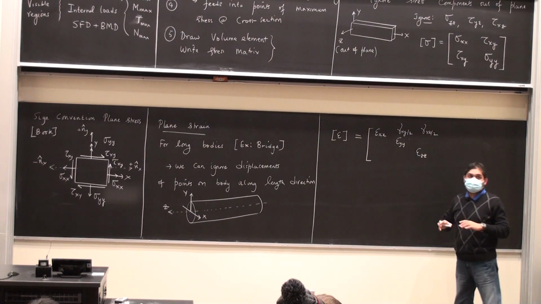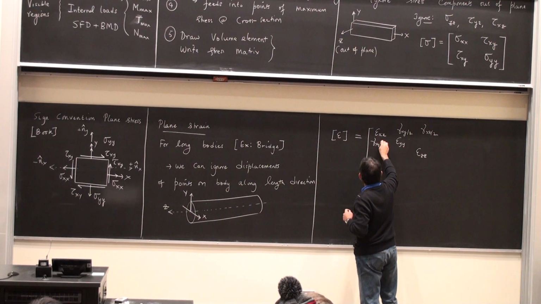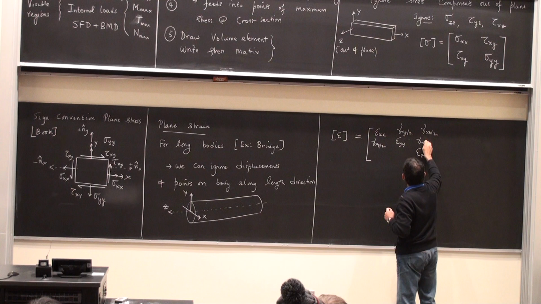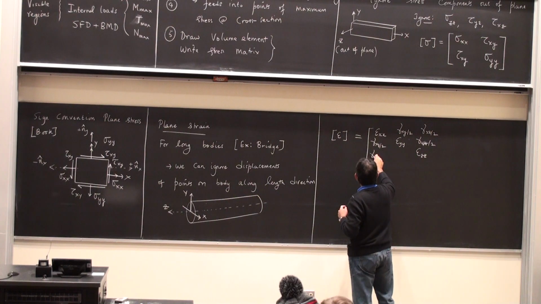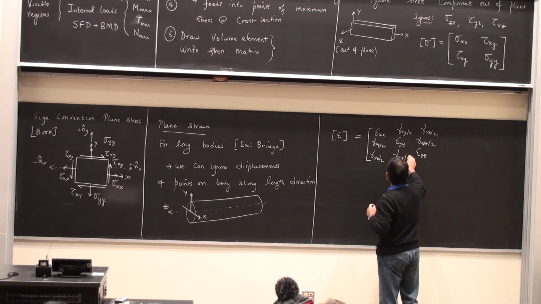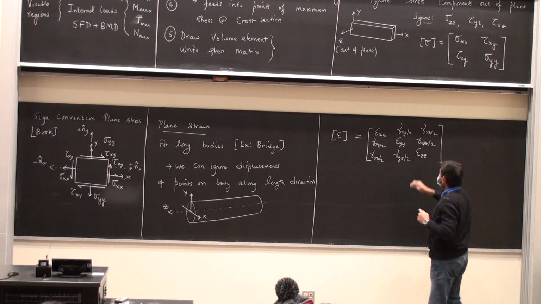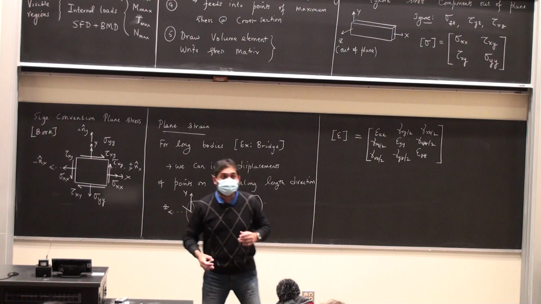I'll tell you why there is a factor of 2 in the next lecture. Okay, so this is symmetric. YZ and gamma XZ. Okay, so this is typically the strain matrix or the strain tensor, like we had the stress tensor.